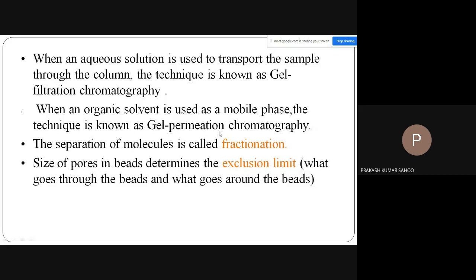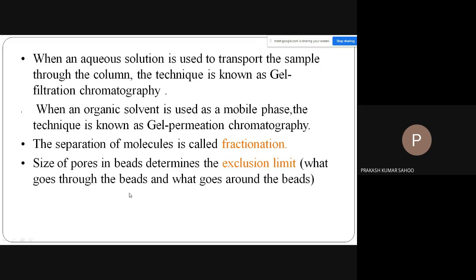The separation of the molecules is called fractionation. Fractionation means, on the basis of their particle size, the constituents are separated. And here the larger particles are separated first, followed by medium size and smaller size particles. The size of pores in beads determines the exclusion limit, what goes through the bead and what goes around the bead. So these beads are just like gels. We have small gel balls available, which if we put in water, will swell up and form a gel-like substance. So these are the gels, an equilibrium between solid and liquid, and these are just like beads.